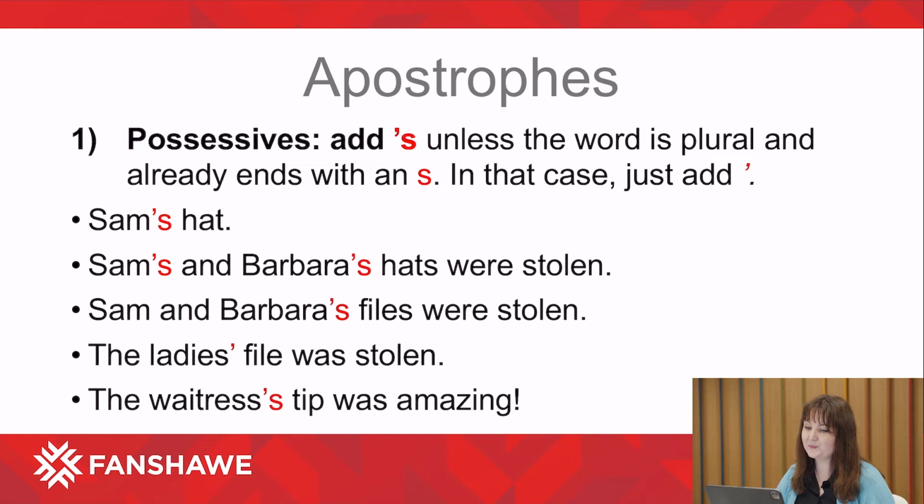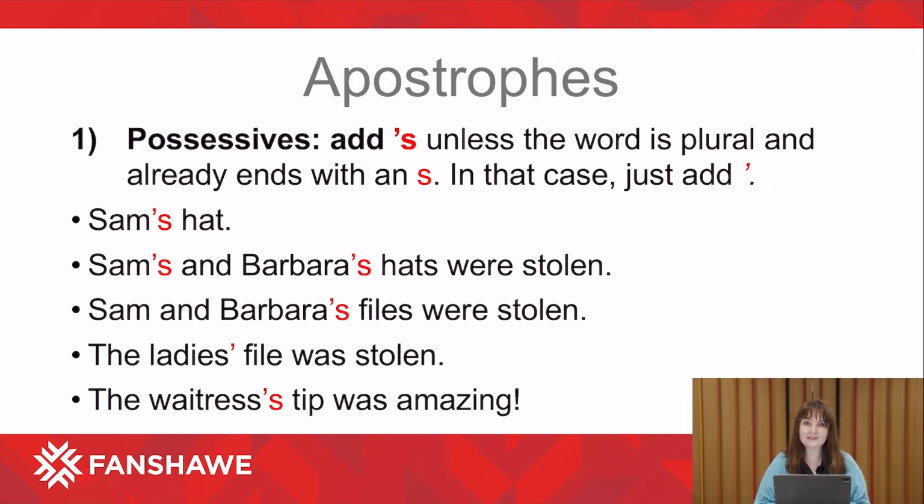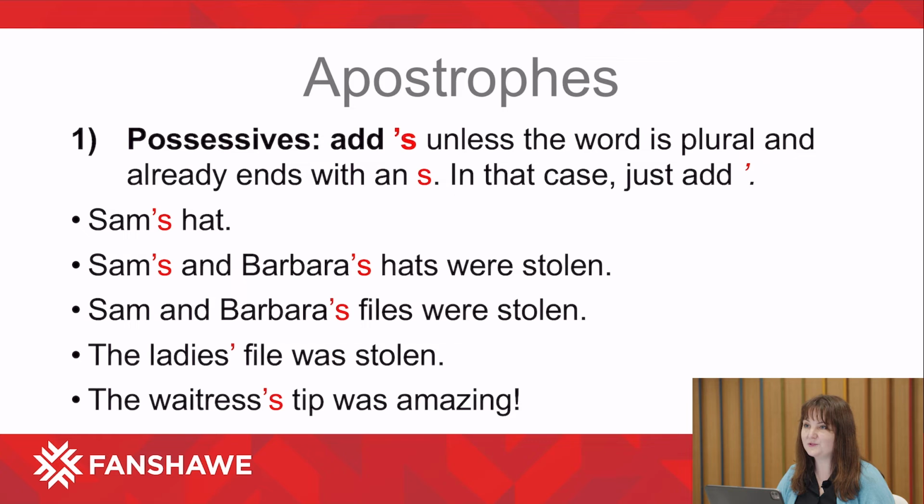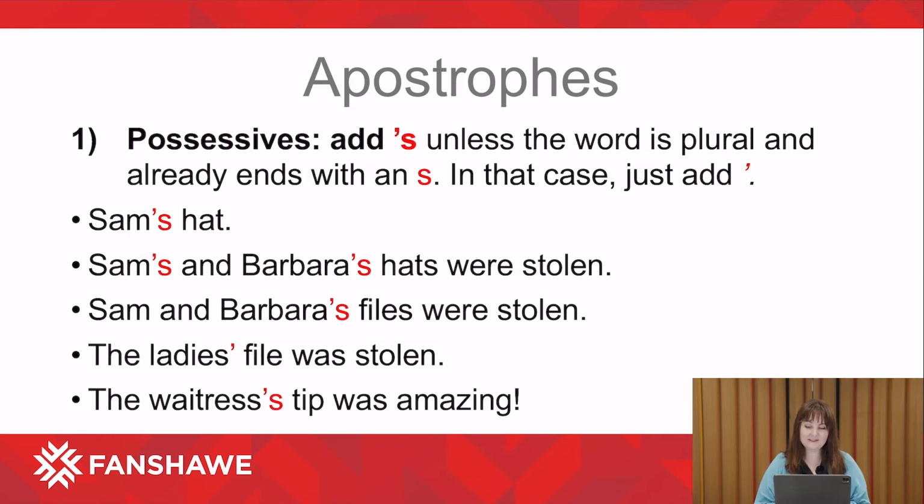So these are some rules about how you add apostrophes and S's to words to show possession, that something belongs to somebody else. It doesn't have to be an actual item that belongs to somebody else, like a physical item. It could be something abstract, like freedom or sanity, that could belong to somebody else.